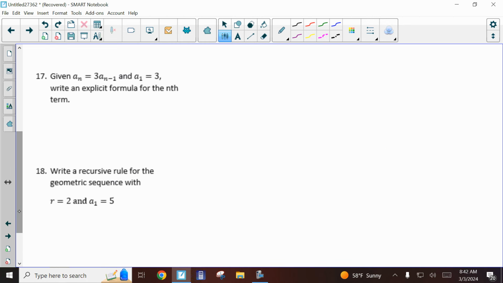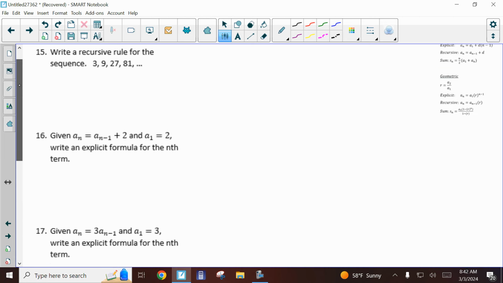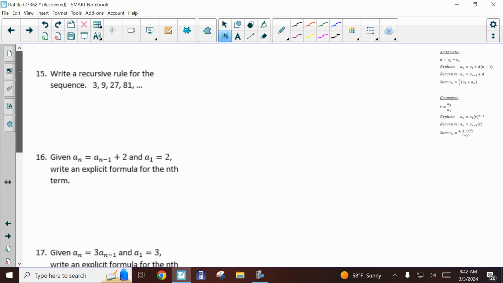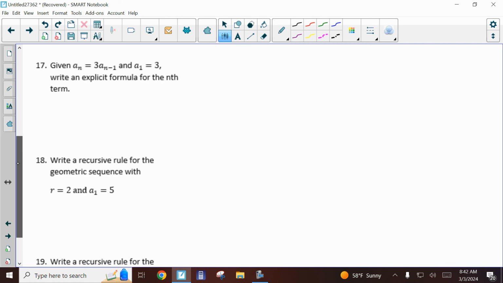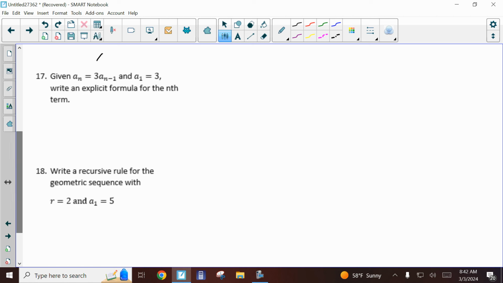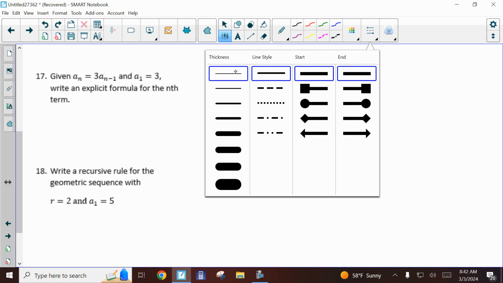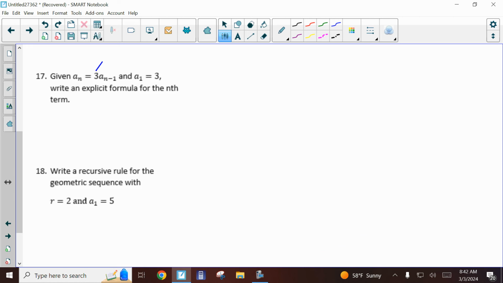Okay, here's another one right here. We did 15 and 16 already. So here's 17 and 18. On 17 and 18, it says, given the formula and the first term, write an explicit formula for the nth term. So the fact that this has a 3 being multiplied out in the front tells us a lot about what formula we're going to use. Anytime we have a number out in the front of the previous term being multiplied, that's basically your R.